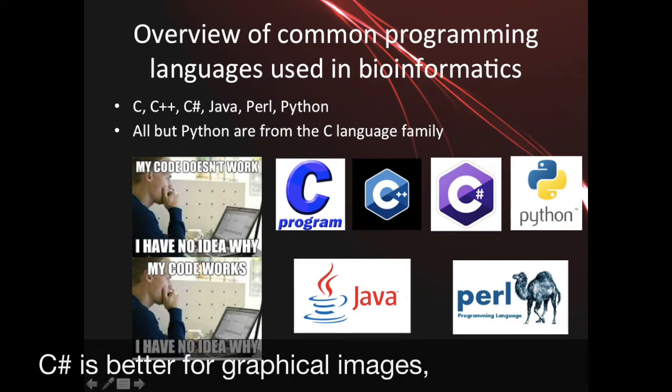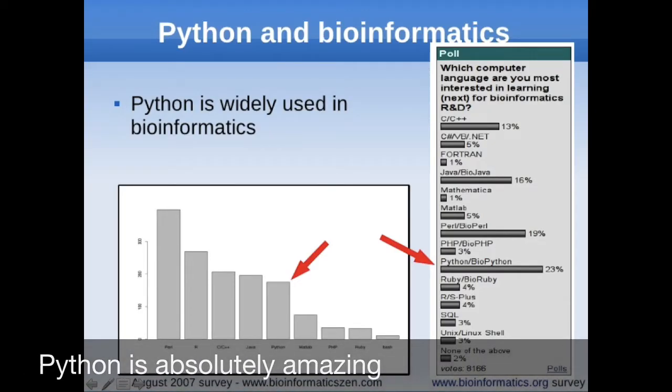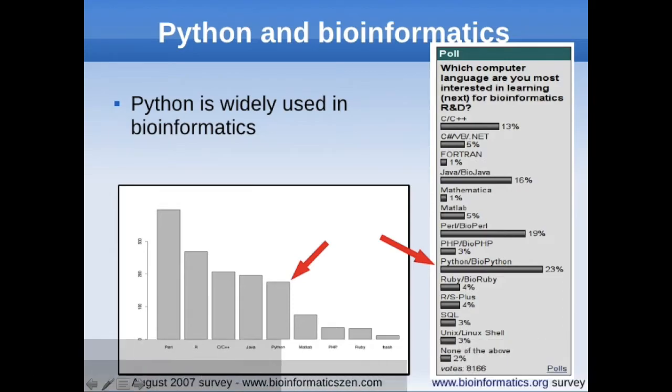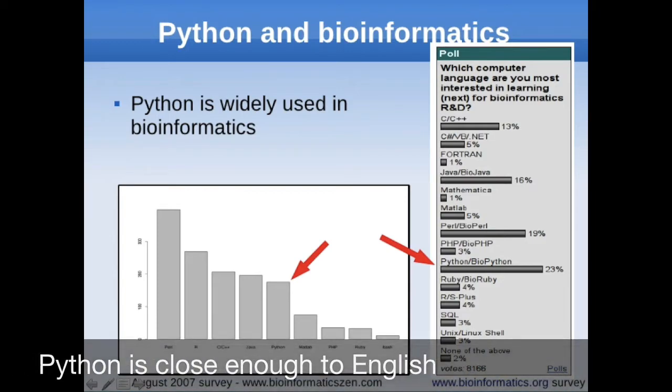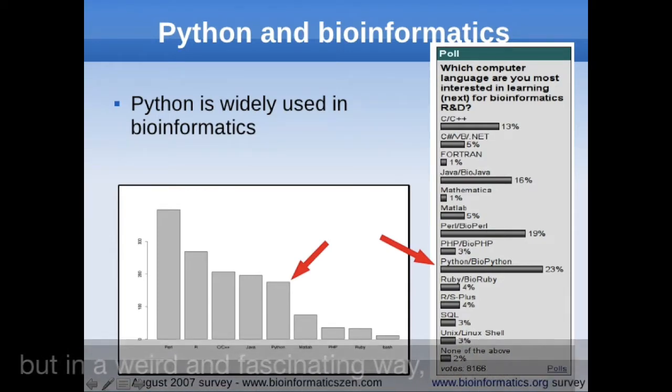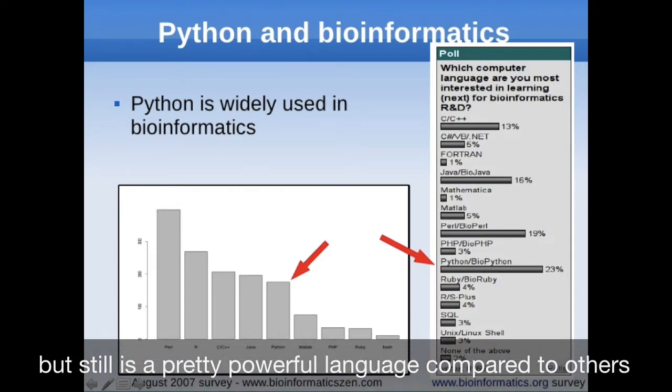C# is better for graphical images, like designing games. Python is absolutely amazing and my personal favorite, and as you can see, it's pretty popular among the community too. Python is close enough to English to understand easily, but in a weird and fascinating way, also similar to how the computer works, so it takes little time to develop. But it is also a pretty powerful language compared to others.